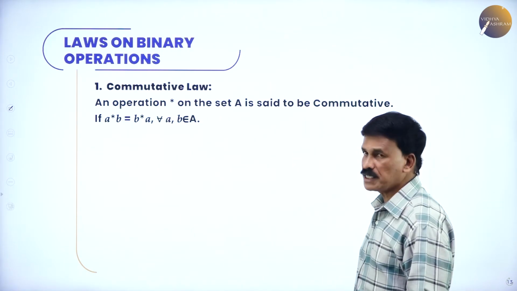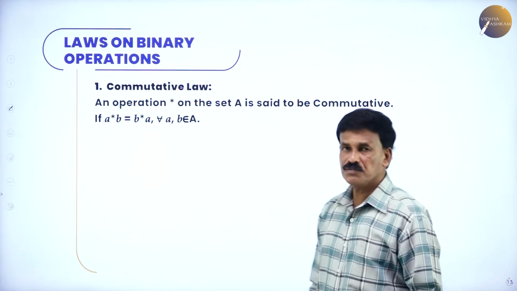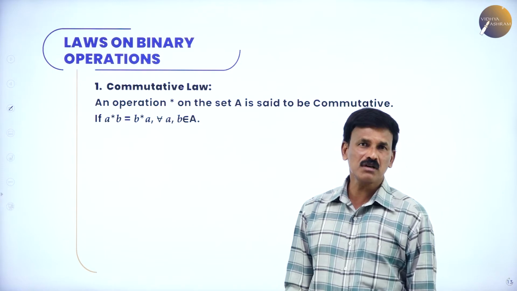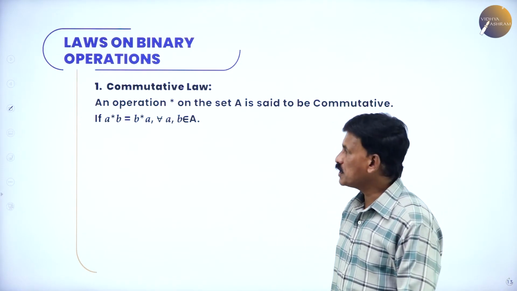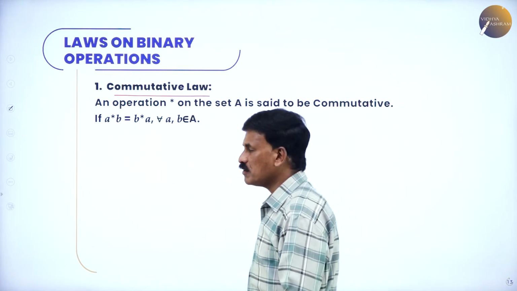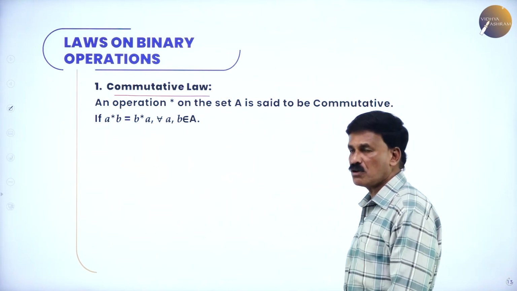That is laws of binary operation. So there are different laws. The first one is the commutative law, and then the associative law. Commutative and associative are the very important laws here. We are going to study commutative law. Now let us know regarding commutative law.